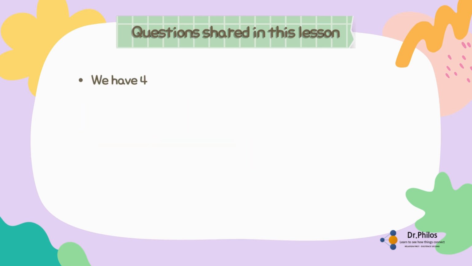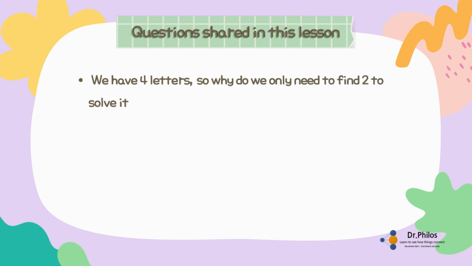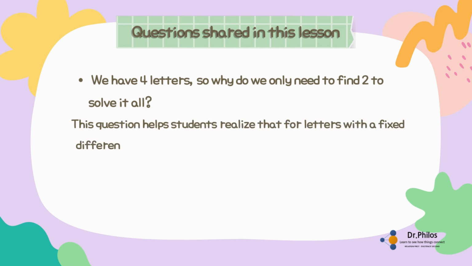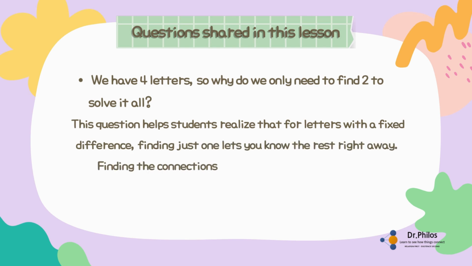We have 4 letters, so why do we only need to find 2 to solve it all? This question helps students realize that for letters with a fixed difference, finding just one lets you know the rest right away. Finding the connections between clues greatly reduces the number of values they actually need to find.